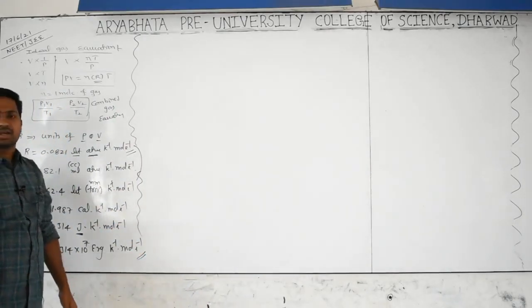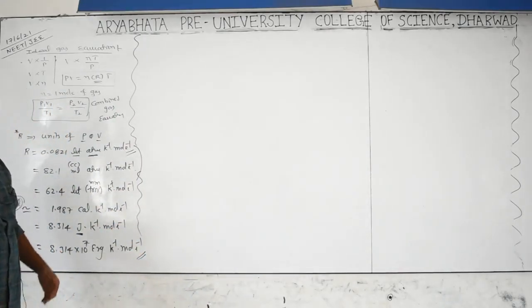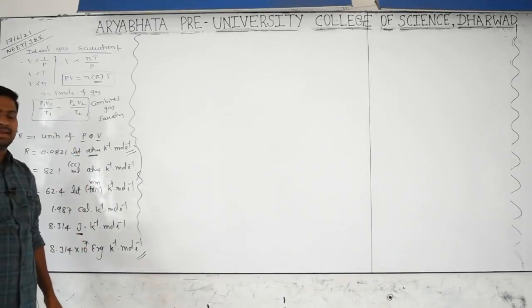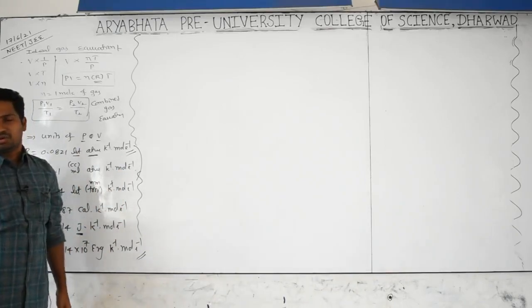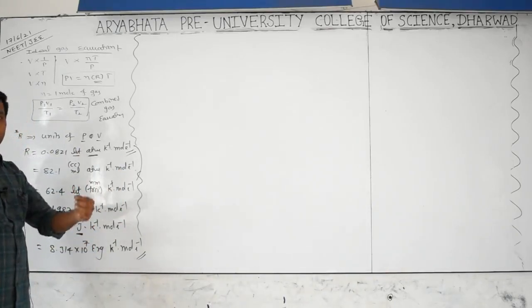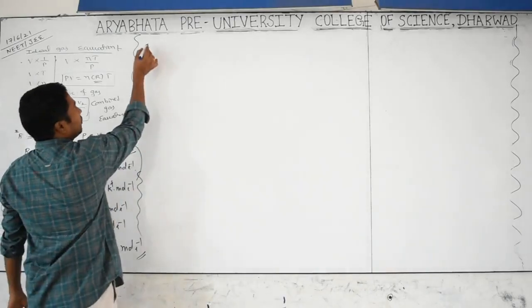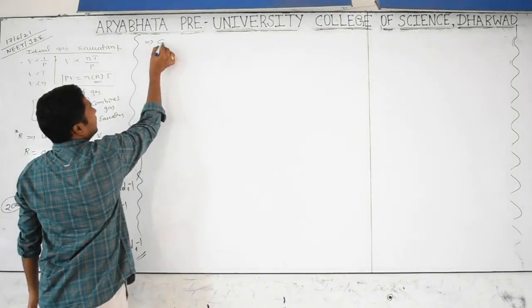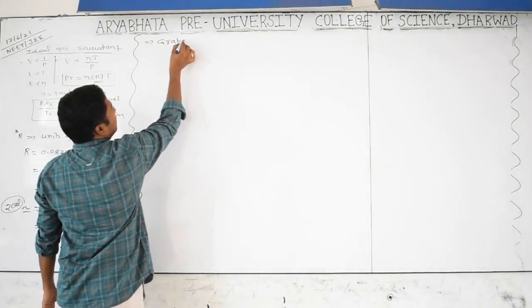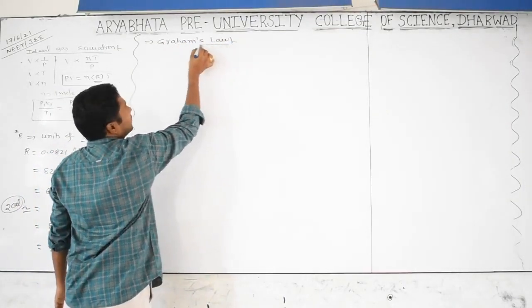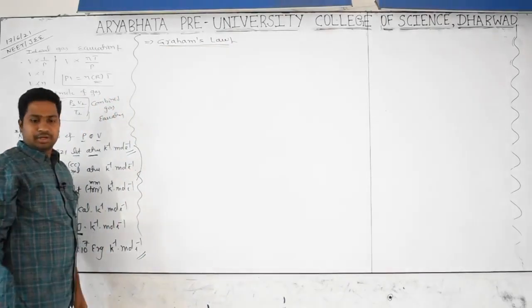Ideal gas means the gas which obeys all the gas laws at all conditions is called an ideal gas. Actually, there is no ideal gas in the universe, like no ideal man in the universe. Everybody has some drawbacks, some negatives in them. Now we are going to discuss Graham's laws. This is important, Graham's law of diffusion. Yes, there is a possibility of a question in competitive exams.